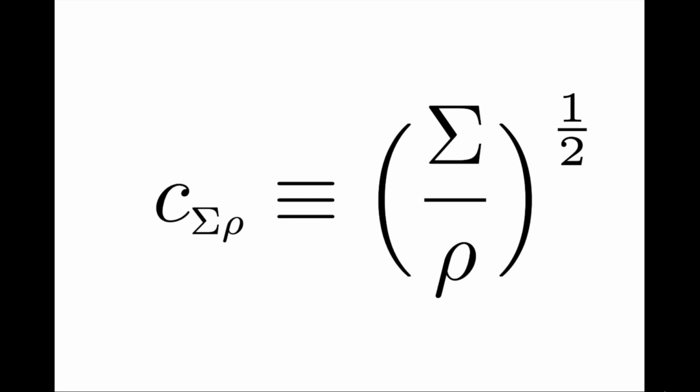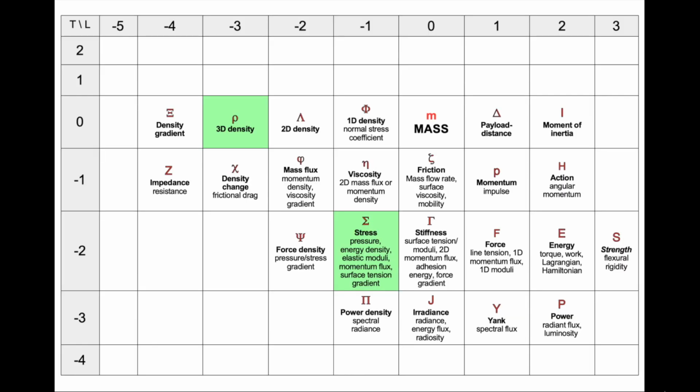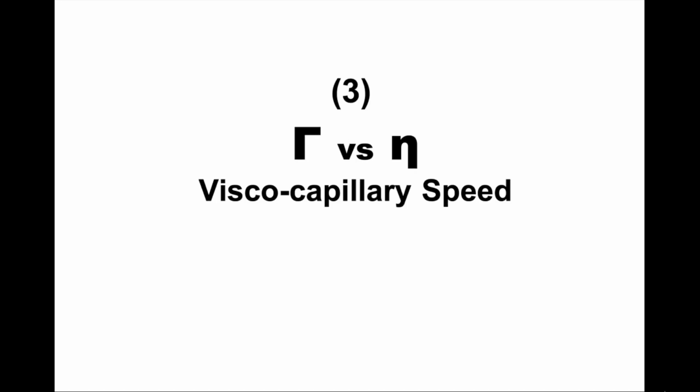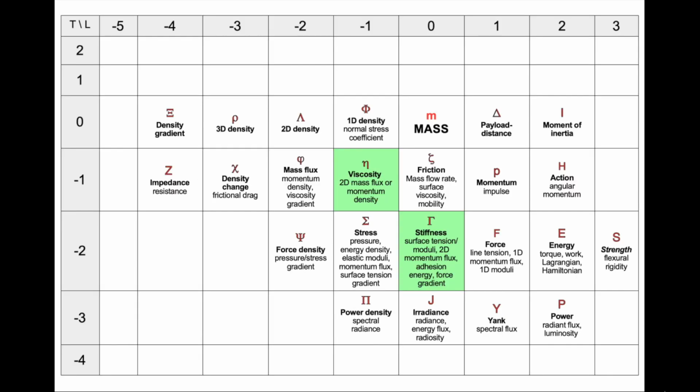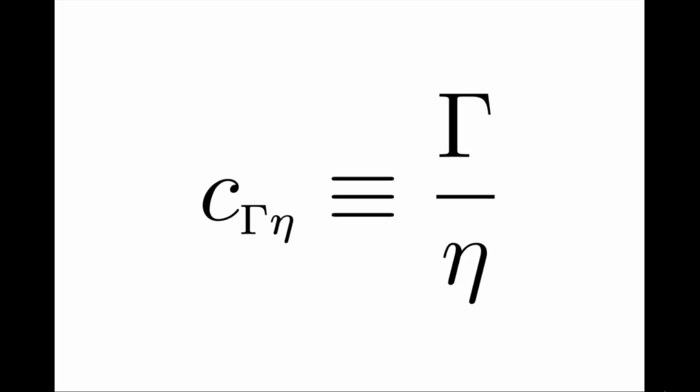This was the sound speed, the simple speed based on density and stress. Let's now consider a new pair, surface tension or stiffness gamma, and viscosity eta. The speed built from these two is called the visco-capillary speed. Since viscosity and surface tension are next to one another along the diagonal of slope -1, then the simple speed is just a simple ratio, no exponent. We're planning to discuss this speed in detail in the droplet series, so let's only say a few words here. Maybe by the time you're watching this, the videos on droplets are already out.